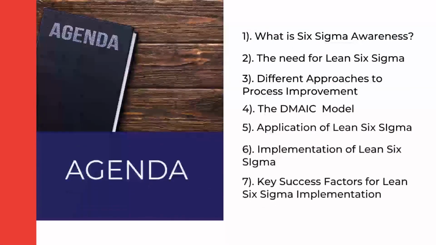Before we get started, I would like to address the agenda for today's session. We will start our session by understanding what is Six Sigma Awareness and the need for Lean Six Sigma. Moving on, we will discuss the different approaches to process improvement and the DMAIC Model. Then, we will discuss the application of Lean Six Sigma to services and information technology and integration of Lean Six Sigma with other process improvement frameworks and life cycles. Finally, we will conclude the session, talking about key success factors for Lean Six Sigma implementation.